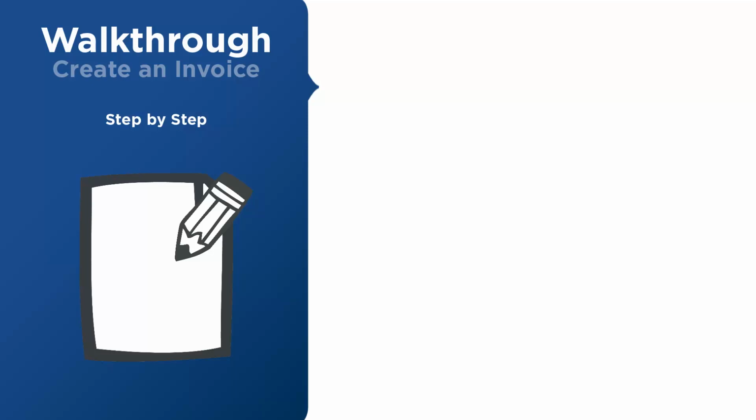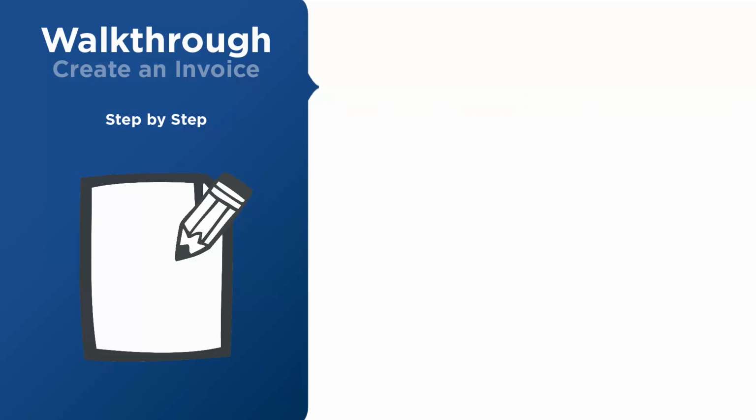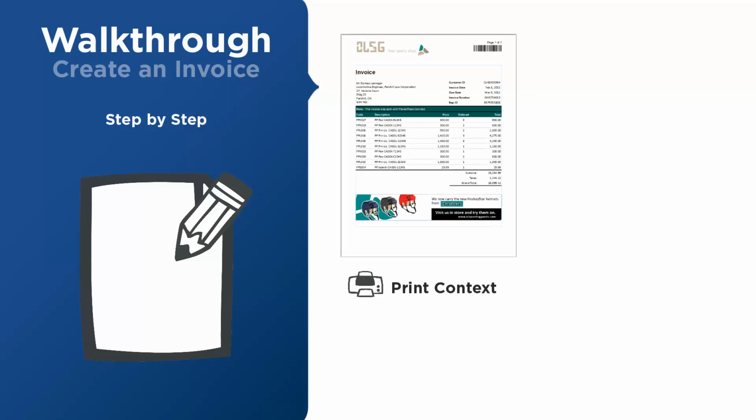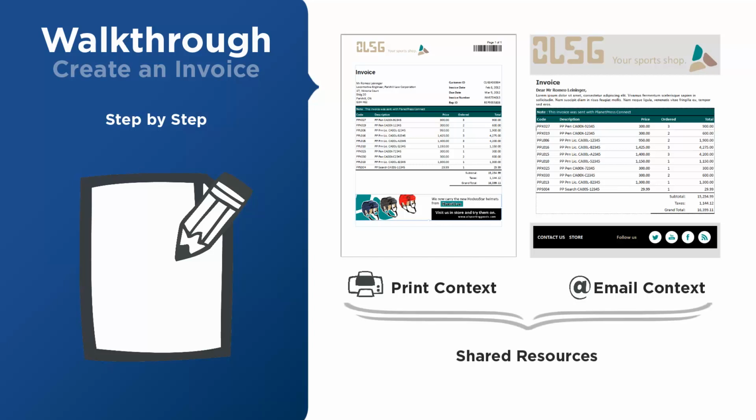If you want, you can follow along with this animation by downloading the resources just under this video, extracting the file, and using them when appropriate. The document is actually in two parts. In the first part, we'll be doing the print context. And in the second part, we'll be adding an email context and using the shared resources to simplify the creation of the email.